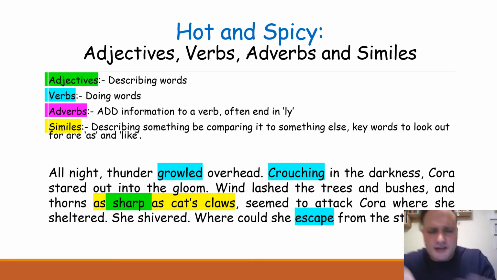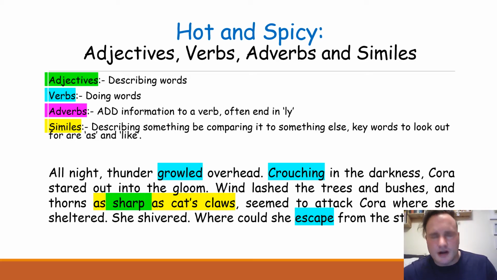And you can see that the yellow and the green are kind of mixed together. That's because there's an adjective in the simile. A simile is a way of describing something by comparing it to something else. They'll have the key words as or like, saying that something was sharp like a cat's claws, or as sharp as a cat's claws. Have I used similes?